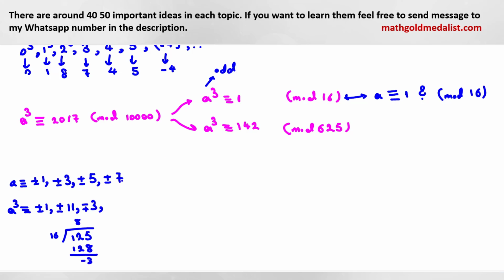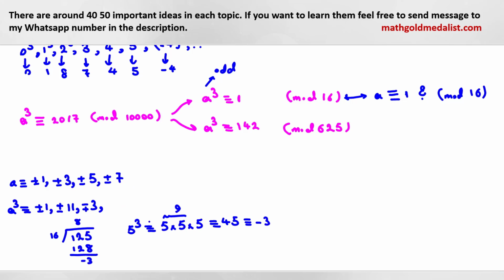Okay. And plus minus 7. 7 cubed is what? 343. And let me tell you something. When you want to calculate 5 cubed, you don't need to calculate it completely. Like we say 5 times 5 times 5, okay? 5 times 5, 25. 25 is what? Is 9, right? Mod 16. 9 times 5 is 45. 45 mod 16 is negative 3 because 48 is a multiple of 16, right? Exactly like this.